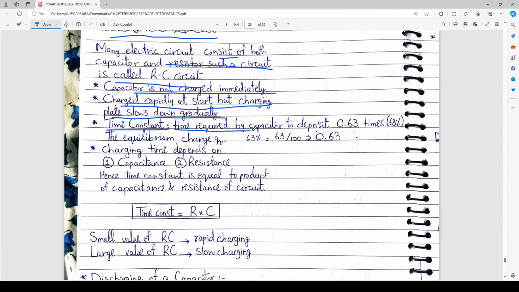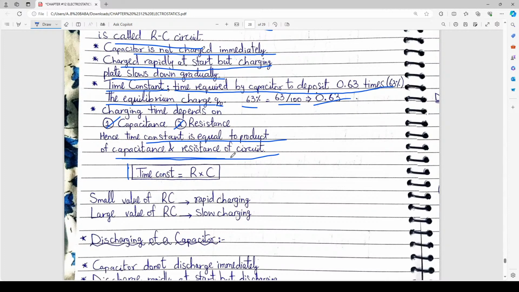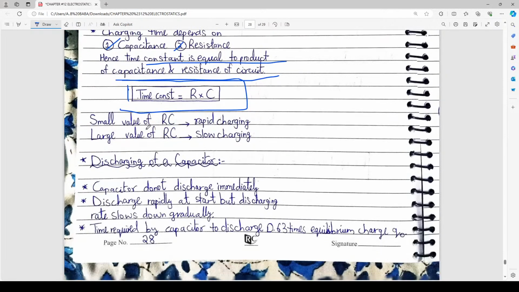Time constant: the time required by the capacitor to deposit 0.63 times, or 63%, of the equilibrium charge Q0. 63% is 63 upon 100, which is 0.63. Charging time depends on the capacitance and the resistance. Hence the time constant is equal to the product of the capacitance and resistance of the circuit, which is R times C. A small value of RC means rapid charging, and a large value of RC means slow charging.